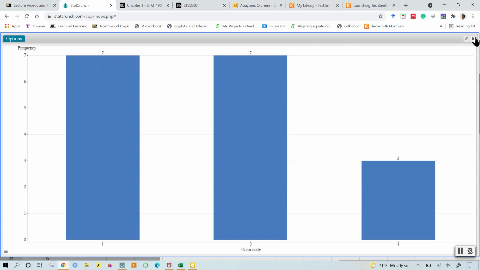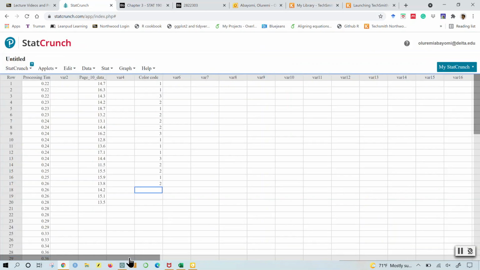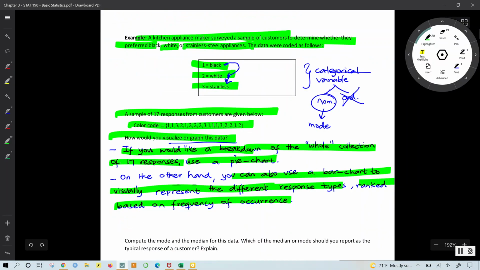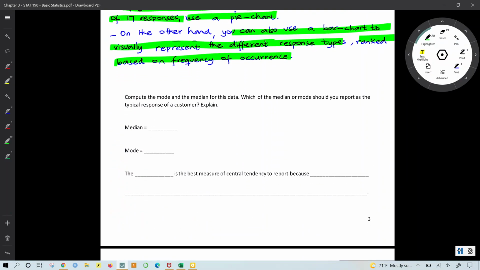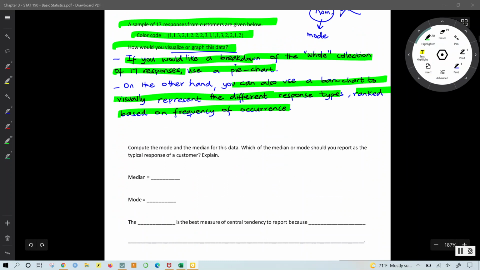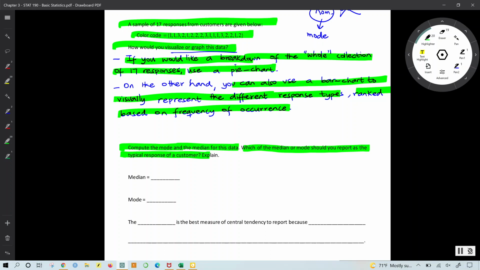We will talk more about that. So, back to our notes. Then we would next like to compute the mode and the median for this data, and we would be interested in answering the question: which of the median or mode should you report as the typical response of a customer?